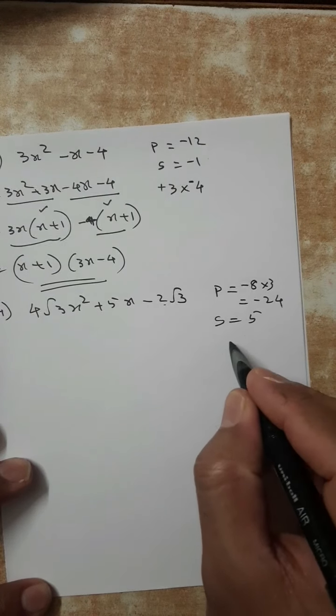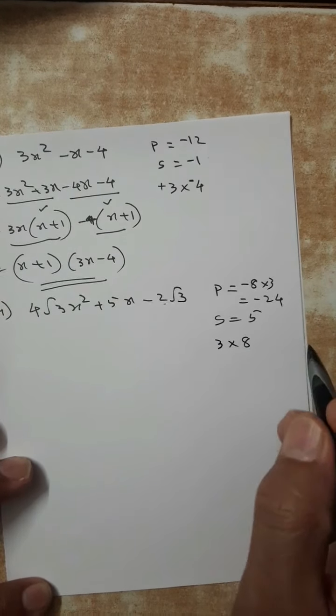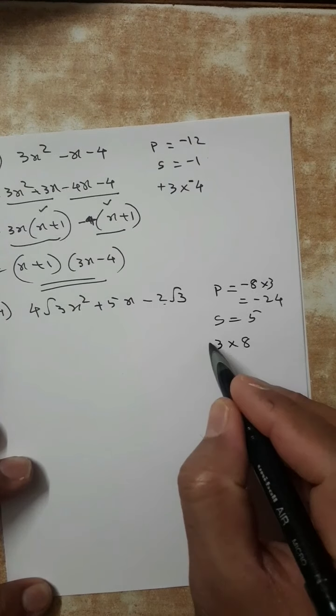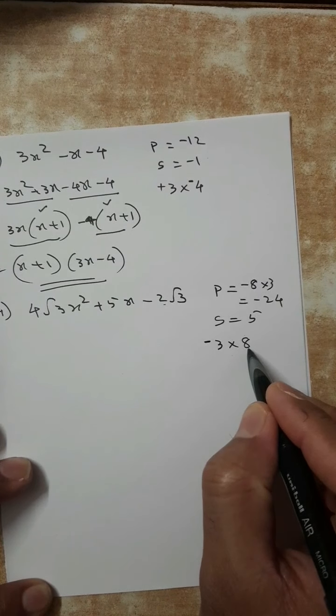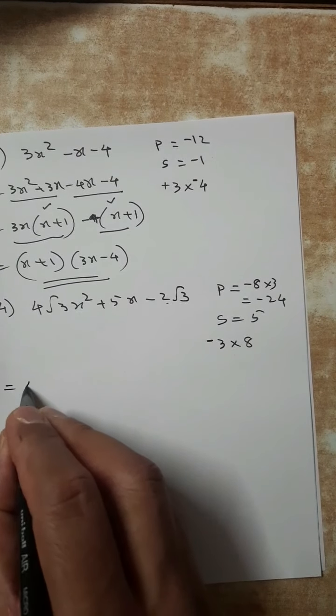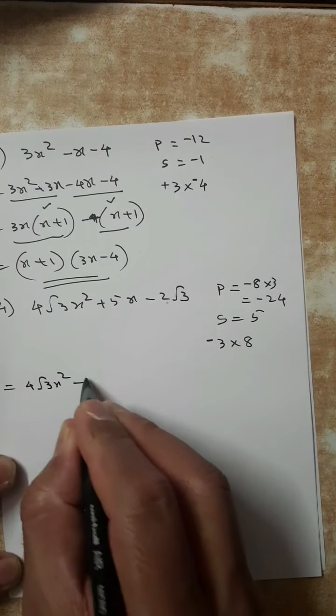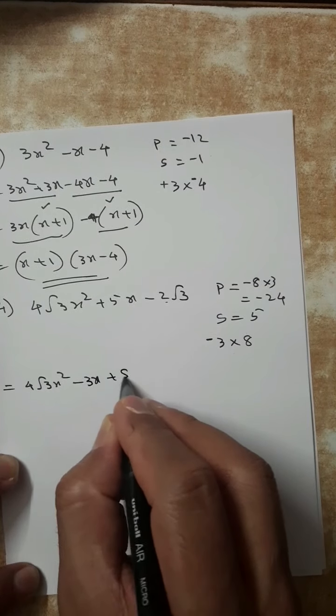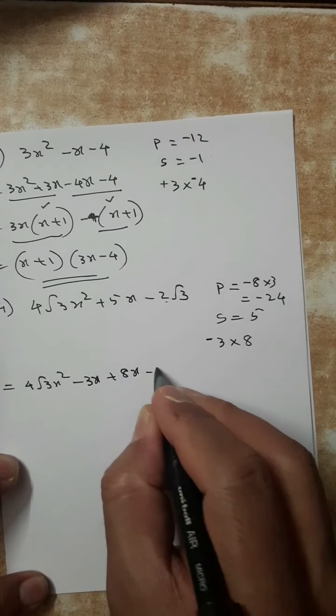3 8s are 24, sum 5. So let it be minus 3 and 8. Product okay, sum also okay. So we can write it as 4 root 3 x square minus 3x plus 8x minus 2 root 3.